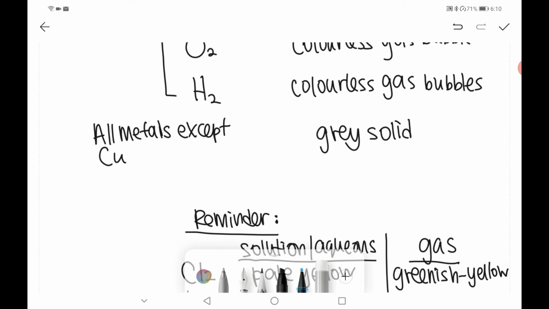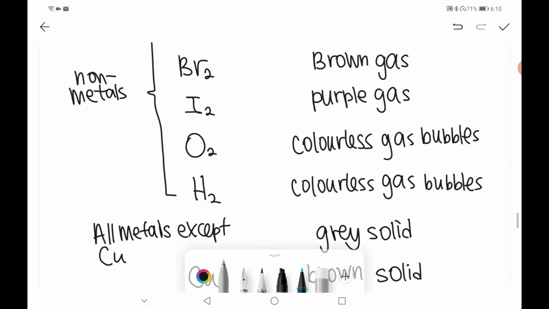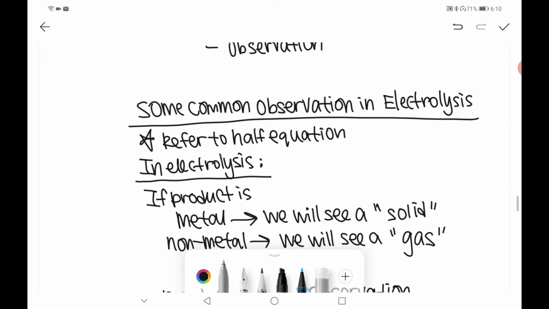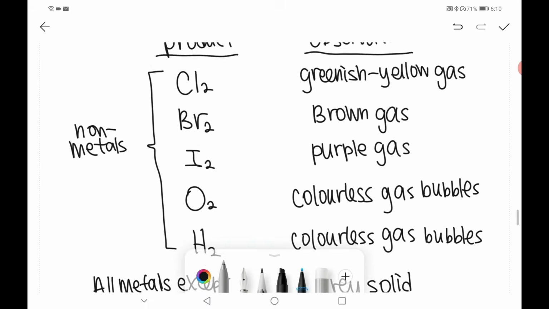Copper is also a metal, so you will see a solid. But copper is not gray. Copper is brown. That's it. So whenever you have copper metal, you will see a brown solid. These are some very common observations that you need to know when you come to electrolysis.